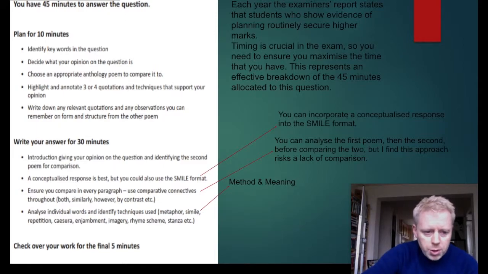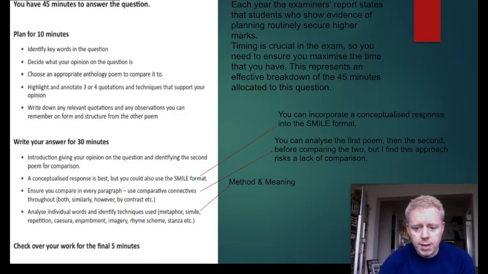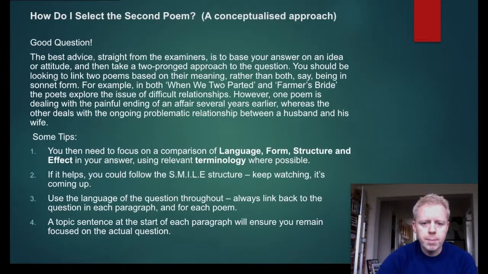Okay, onto the write your answer for 30 minutes bit. I've just made a few observations to my bullet points. A conceptualised response is best, but you could also use a S.M.I.L.E format. You can incorporate the conceptualised response into the S.M.I.L.E format, and I'll show you how to do that. Use comparative connectives throughout, because the question is asking you to compare. And then analyse key individual words and techniques, that's the method and meaning. It's great to identify the techniques or the poetic devices that are used, but you must explore their meaning also.